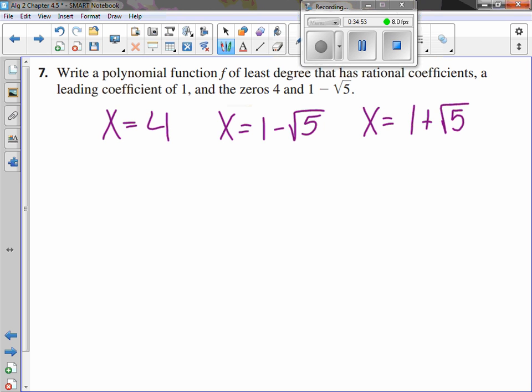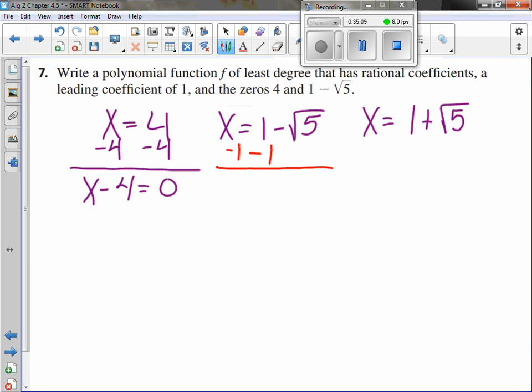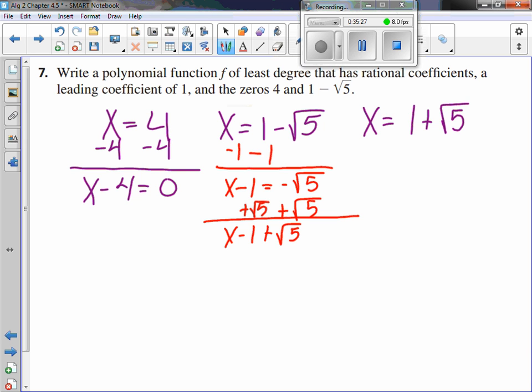So the first one here, I'm going to subtract 4 from both sides, giving me x minus 4 is equal to 0. Here we're going to subtract 1 first, giving us x minus 1 is equal to negative square root of 5. And then we would add the square root of 5 to both sides, which would give us x minus 1 plus the square root of 5 is equal to 0.